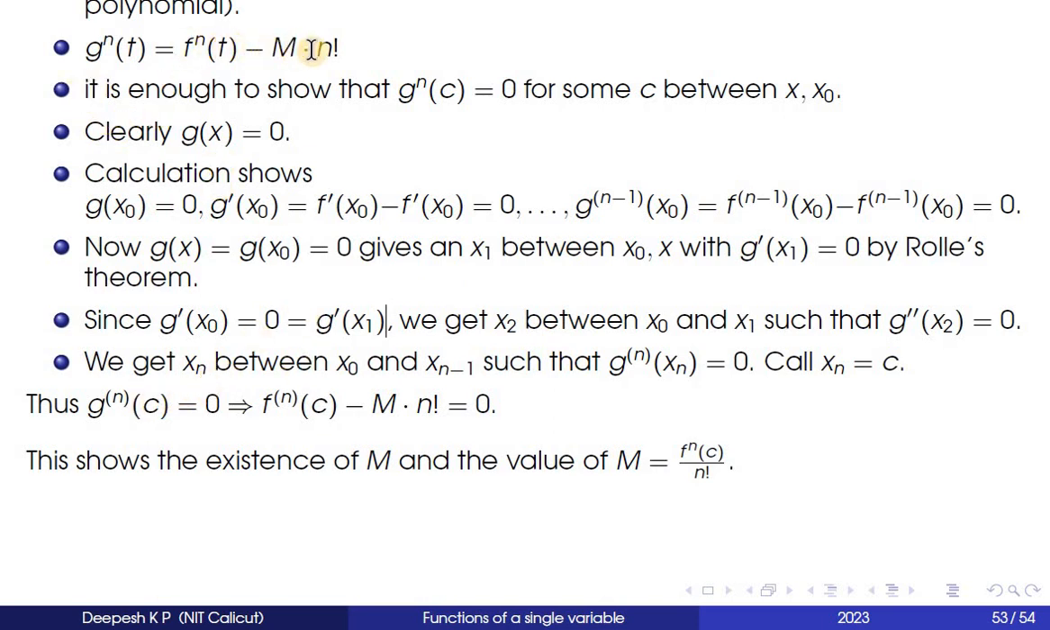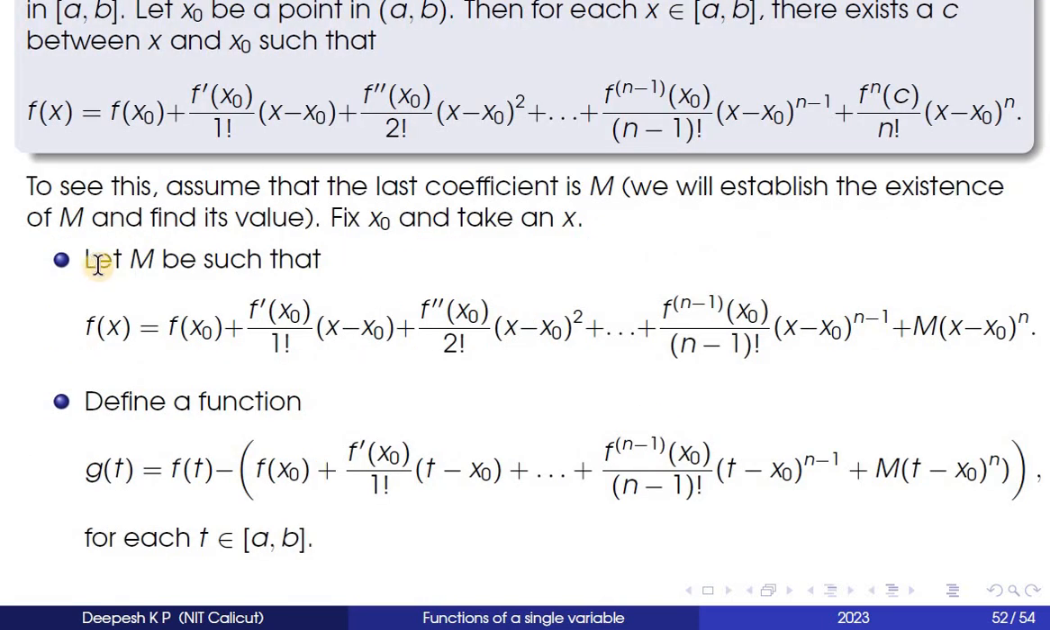That means fnc minus m into n factorial is equal to 0. So you'll get m equal to fnc divided by n factorial. So this establishes the value of m also. It shows that there exists an m, and that will give you the value of m also.